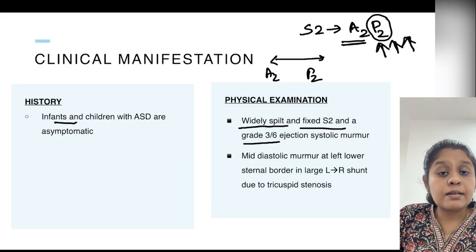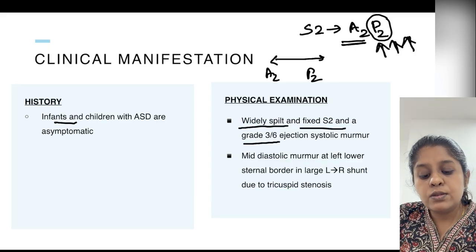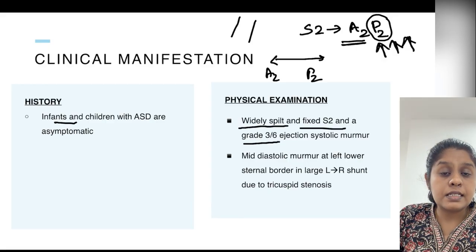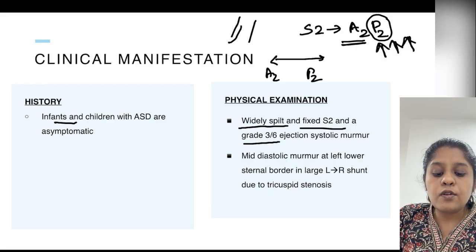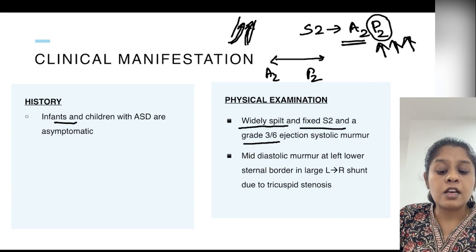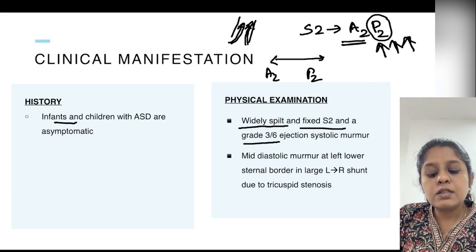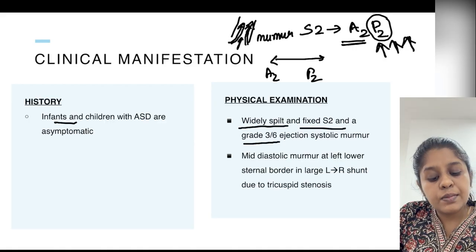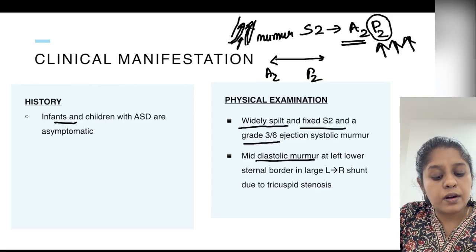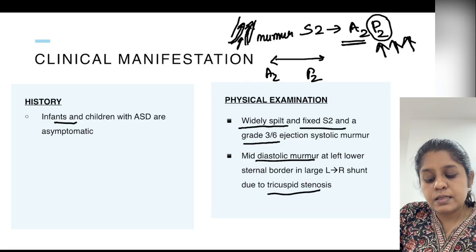Then there's a grade 3/6 ejection systolic murmur. This ejection systolic murmur is the murmur that you hear from the pulmonary artery and not from the atrial septal defect. So you will see that from the heart the pulmonary artery is rising. Because of the excessive flow of blood, there will be a stenosis or occlusion kind of picture because of the excessive rush of blood going through the pulmonary artery. So because of this, a murmur is generated. Then you can hear a mid-diastolic murmur at the left lower sternal border due to tricuspid stenosis.